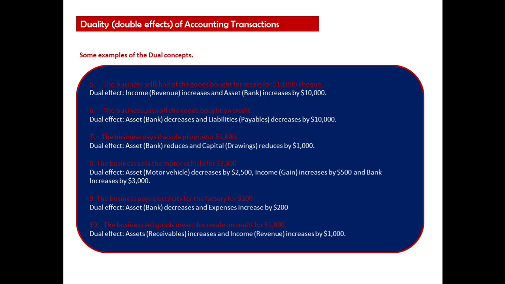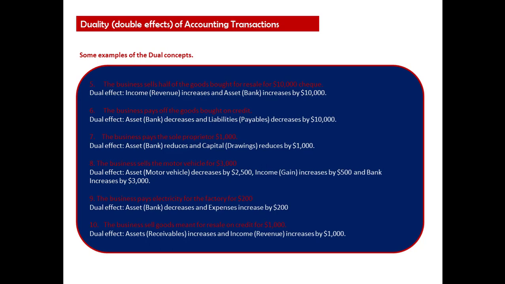The business sells a motor vehicle for $3,000. Now the motor vehicle was bought for $2,500 in the previous example. So the dual effect now will be that asset, which is motor vehicle, will reduce because it is being sold out by $2,500, its cost. Now because there has been a $500 gain, income, which is not revenue but a gain, will now increase by $500. Then bank will increase by $3,000 because money is coming in.